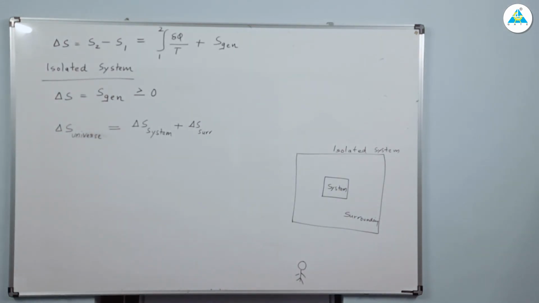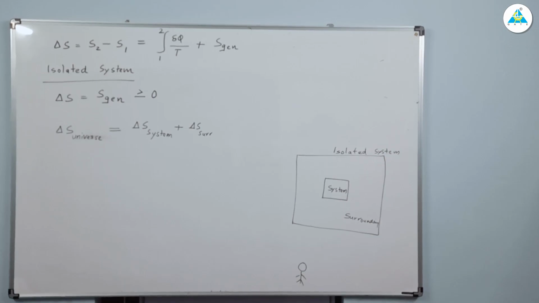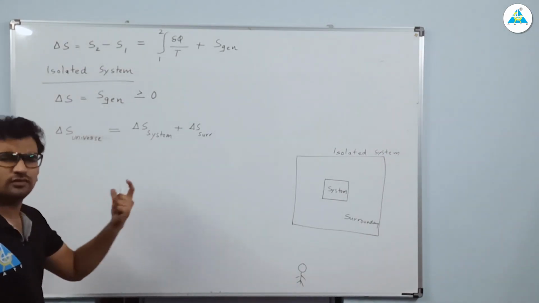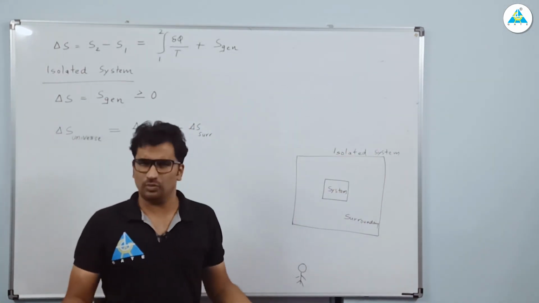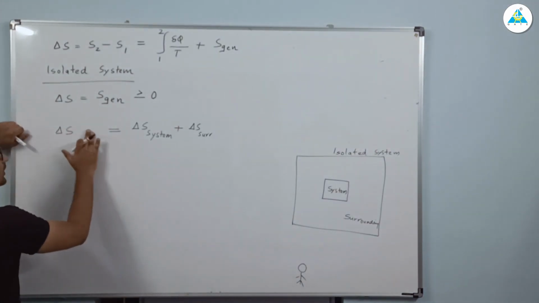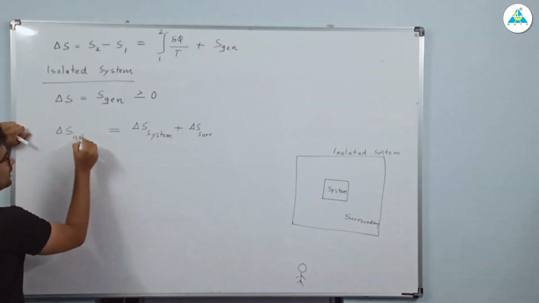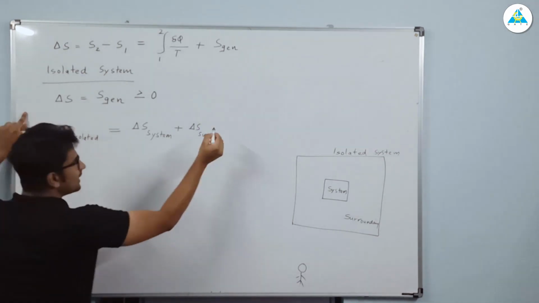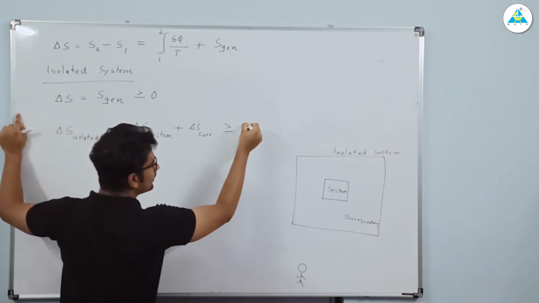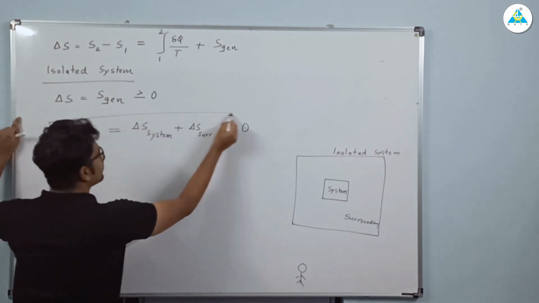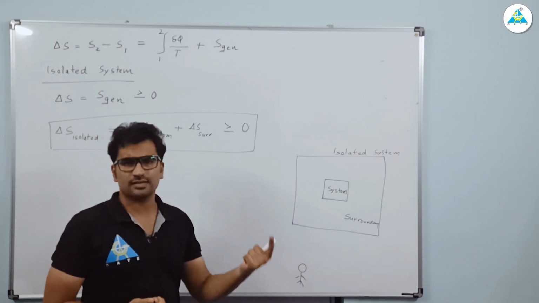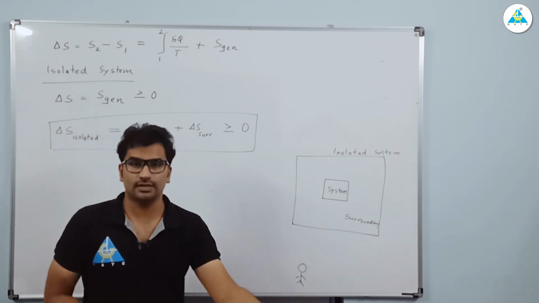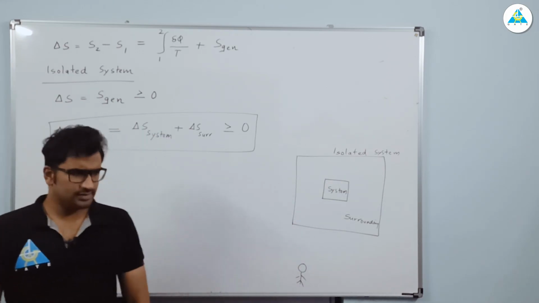Once again I will explain. Instead of the universe or an isolated system, if I consider only this or the complete universe, no problem, same meaning. For an isolated system, the entropy change is equal to this, and the total will always be greater than or equal to 0. An isolated system I can take as system plus surrounding combined. Now, what is the importance of this?